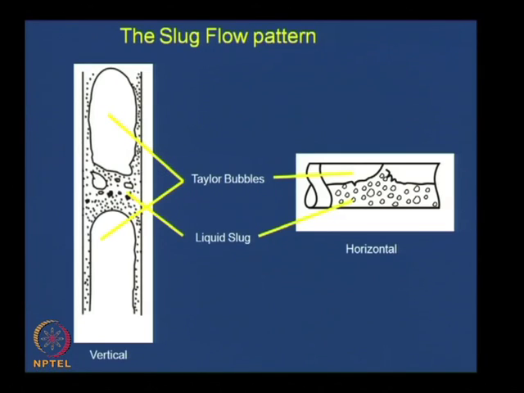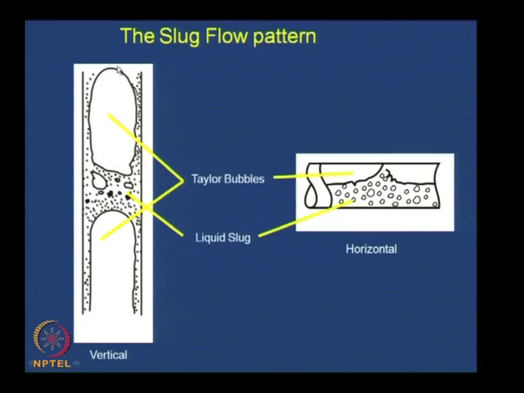Now, as I have already told you, the importance of slug flow has been enhanced particularly with miniaturization, because in micro systems and in millimeter size systems we find that slug flow occurs over a very wide range of phase flow rates. Under such conditions we usually do not get bubbly flow. Therefore, as we reduce the pipe dimension we find that the slug flow pattern becomes much more prevalent.